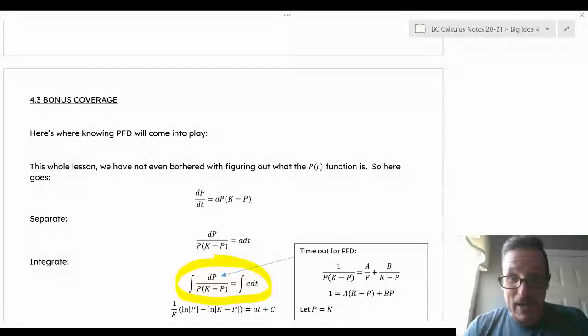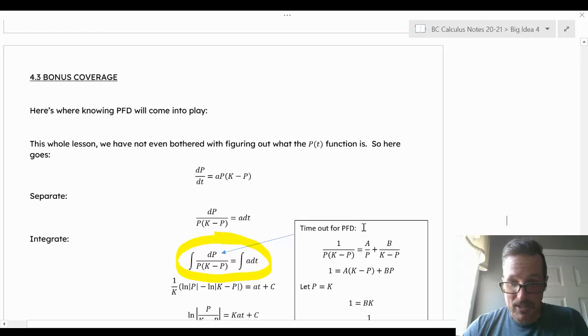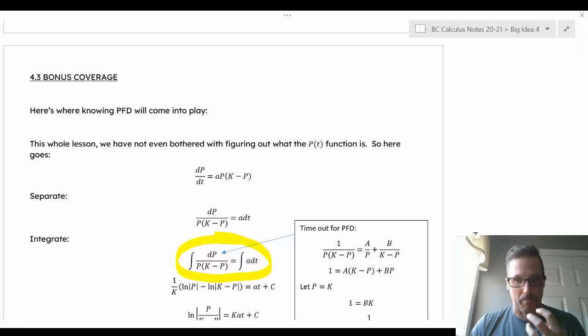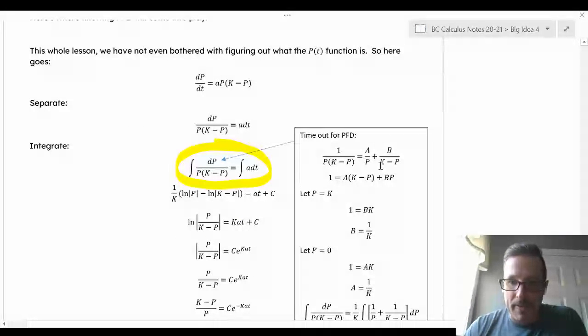While we integrate that, we need partial fraction decomposition because we have a factored denominator. We need to figure out what that is. So let's take a little time out for partial fraction decomposition. We need to turn 1 over P times (K minus P) into its component parts, A over P plus B over K minus P. You're probably thinking, I don't see any numbers. Well, you're wrong because there's a 1 in there. We're going to recombine them back together. Multiply by K minus P, multiply by P, there you go right there.